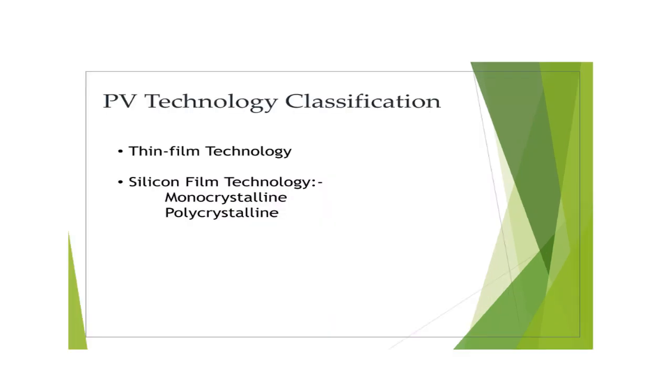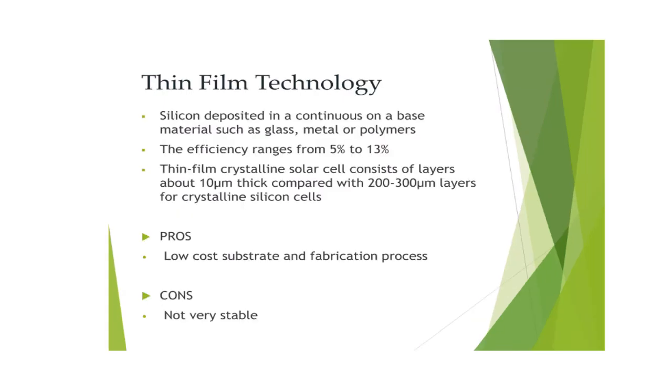The next slide contains PV technology classification. We have two technologies mainly: thin film technology and silicon crystalline technology, which consists of monocrystalline and polycrystalline. Thin film technology, what is this? Now let us discuss it. Silicon is deposited in a continuous layer on a base material such as glass, metal, or polymers. The efficiency ranges from 5% to 30%. The thin film solar cell consists of layers about 10 um thick compared with 200 to 300 um layers for crystalline silicon cells.